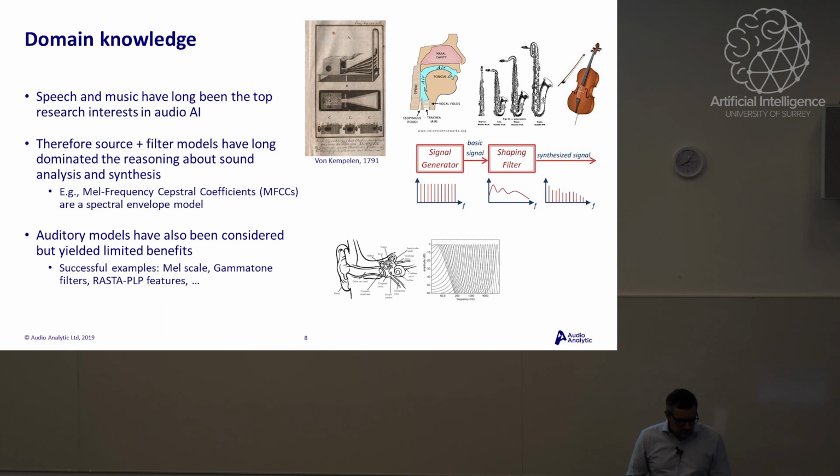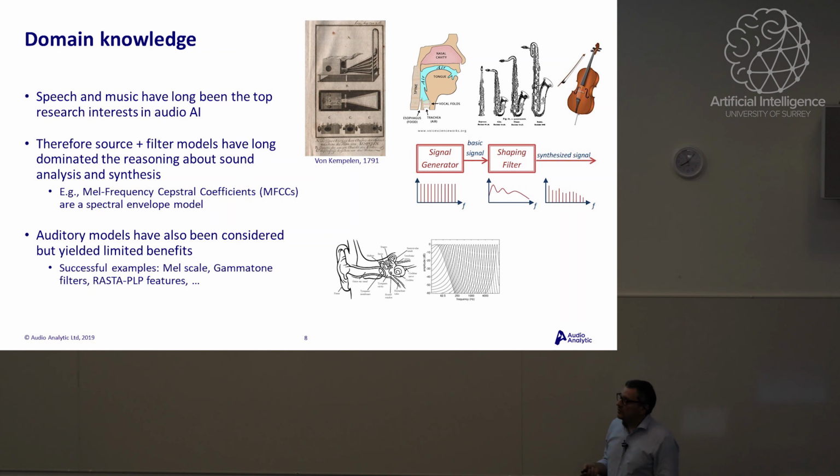A concrete example is the Mel frequency cepstrum coefficients, which are indeed a spectrum envelope model, and are some of the acoustic features. I'll come back to what acoustic features are, which are very popular in sound analysis in general. Auditory models have also been considered but yielded limited benefits. Some successful examples of what the study of how the ear works are the Mel scale. The Mel scale is a logarithmic analysis scale of audio, which is related to how the acoustic filters are shaped in the cochlea, the basic organ of hearing in humans.